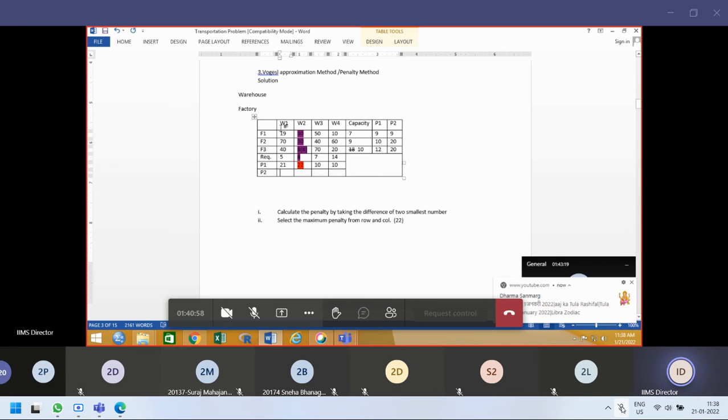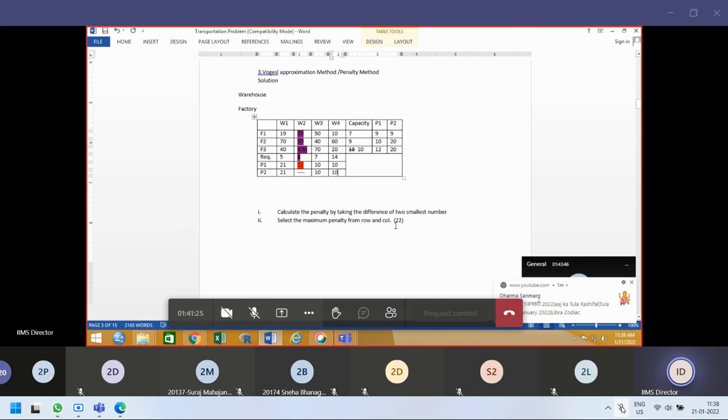Now here, row wise, it doesn't change. The first smallest is 19, the second smallest is 40. The difference is 21. Here, not required. It is already blocked. The other row penalties are 10, 10 and 10. Again, the same logic we have to apply.